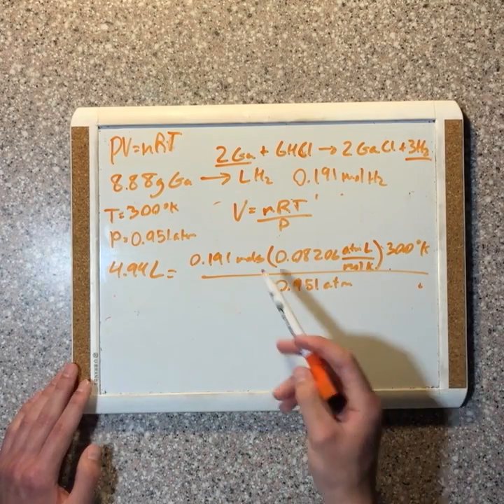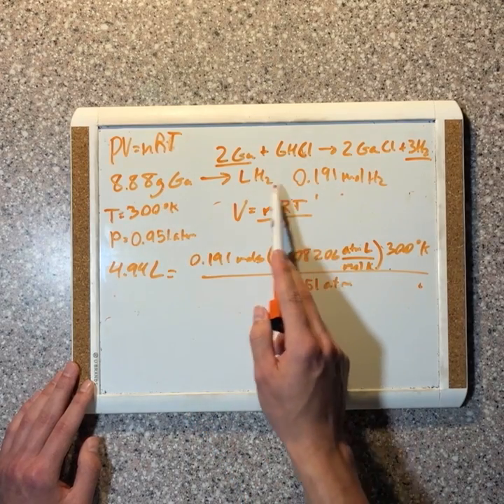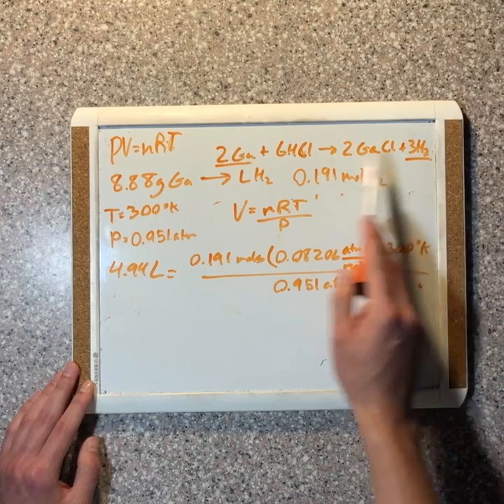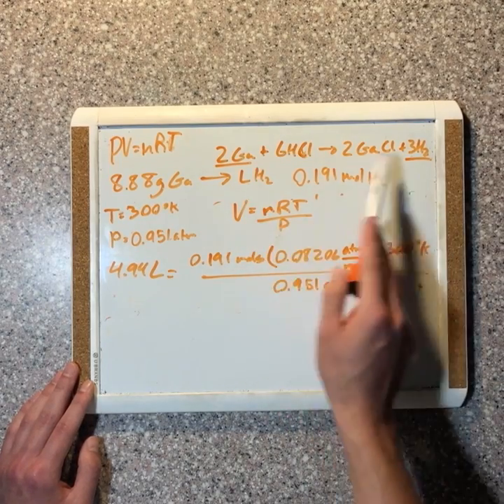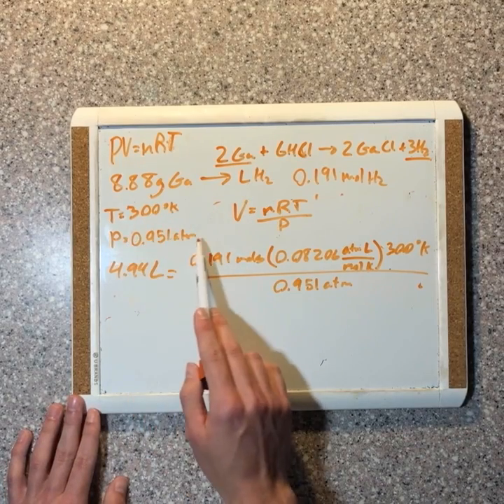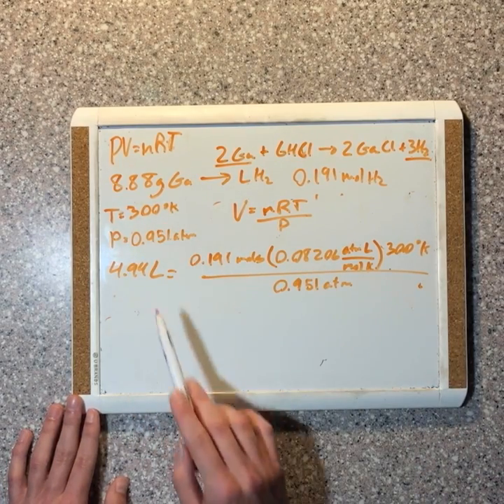So just to review, we went from grams to moles for this gallium, then converted it into the moles of product using our 3:2 product to reactant ratio. We had to convert our temperature, convert our pressure into atmospheres, and then we used the ideal gas law to solve for volume.